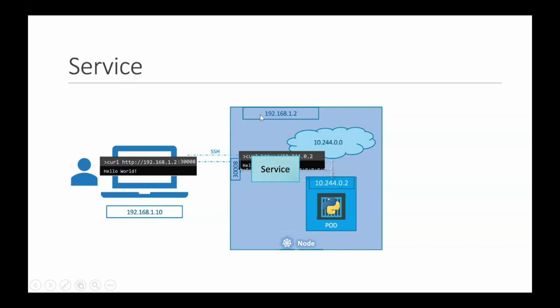and suppose this is a worker node and 192.168.1.2 is the IP address of your worker node. Okay, and you have created a service, so you can access this pod with curl http, the IP address of your worker node, and the node port which has been assigned. Okay, like this you can access your node port pods.